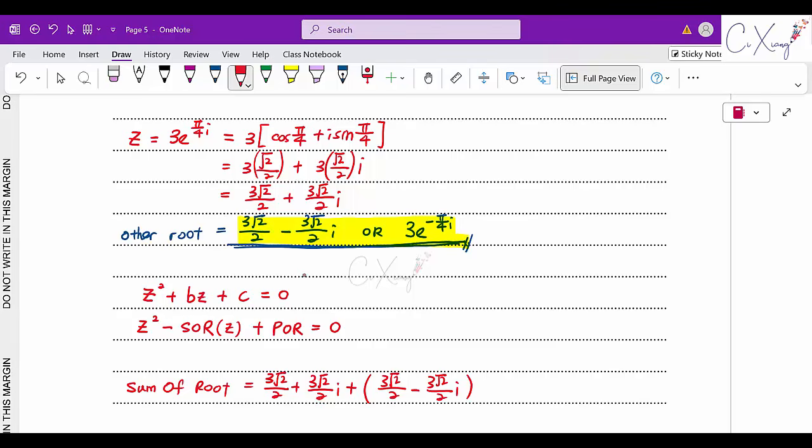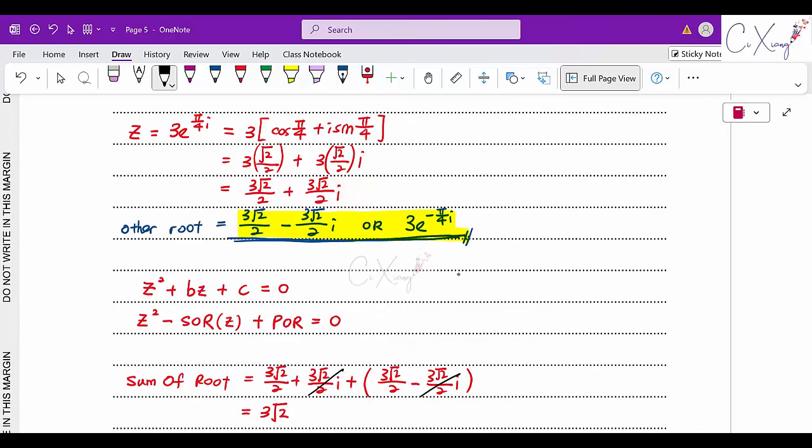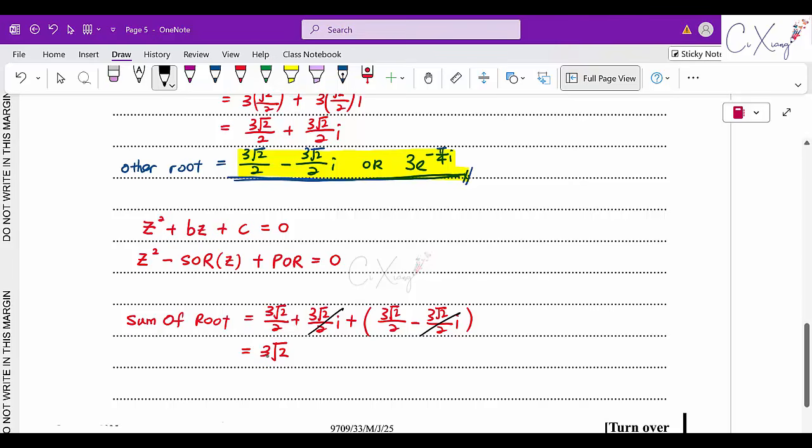Okay, when you try to simplify this one, you'll be getting 3√2. Because the 3√2 over 2 i, then this one also can be cancelled off. So you add these two terms together, by right you'll be having 3√2. So this is the sum of root. Then according to the equation here, b is the negative of sum of root. Therefore, b will be equal to negative 3√2.